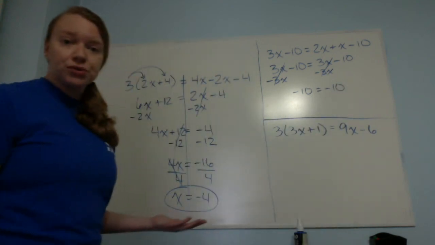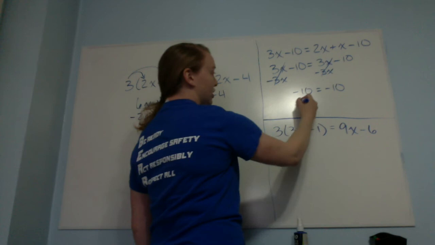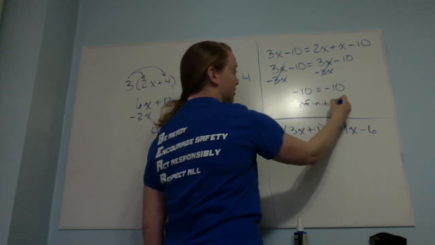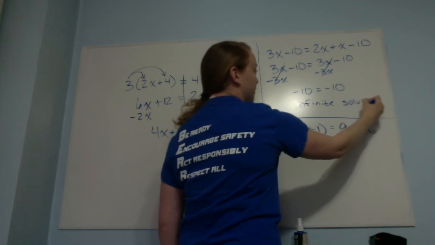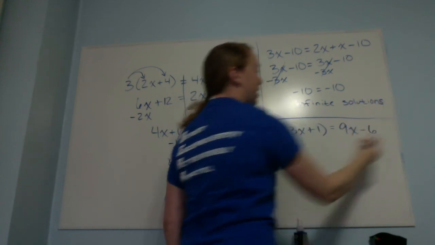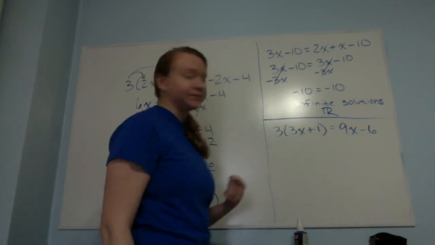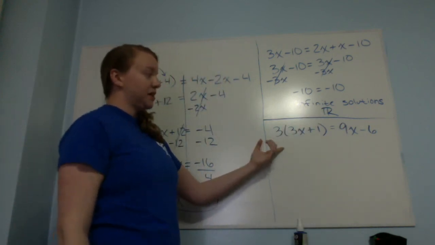Because this is a true statement, this is infinite solutions. So remember, we can't just leave it like this. We have to take that extra step and write infinite solutions. There's also that symbol that some of you like to use that looks like that R. And then we also have this case as well.